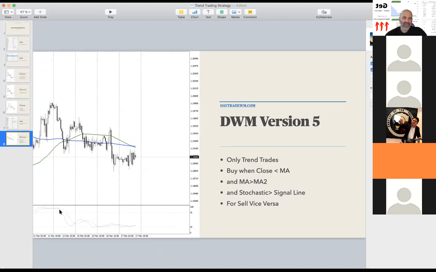So for example, also for the sell, it's vice versa, okay? In here, we can see that the green line is the MA, the blue line is the MA2. It will only take sell trades, just to be clear, and it will only take them when the price closes above the green line and starts moving down.